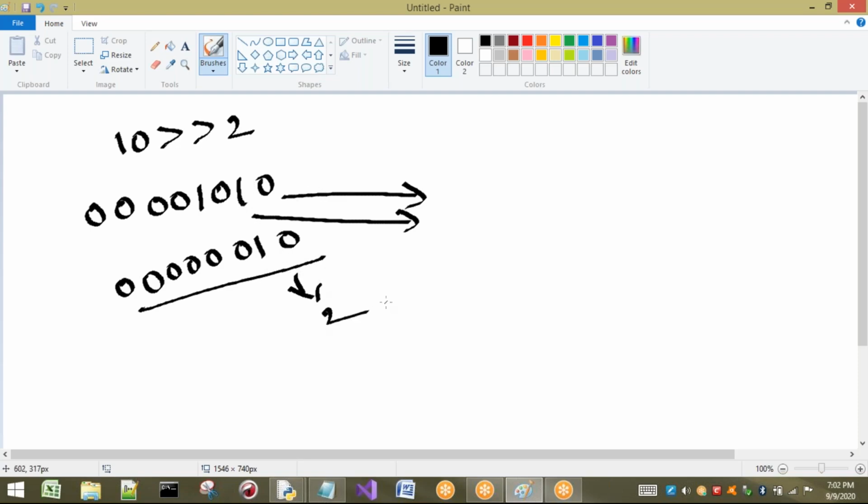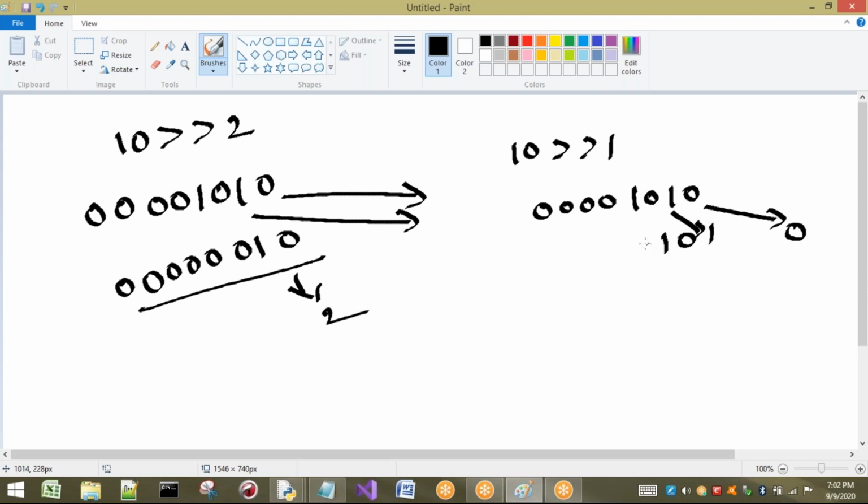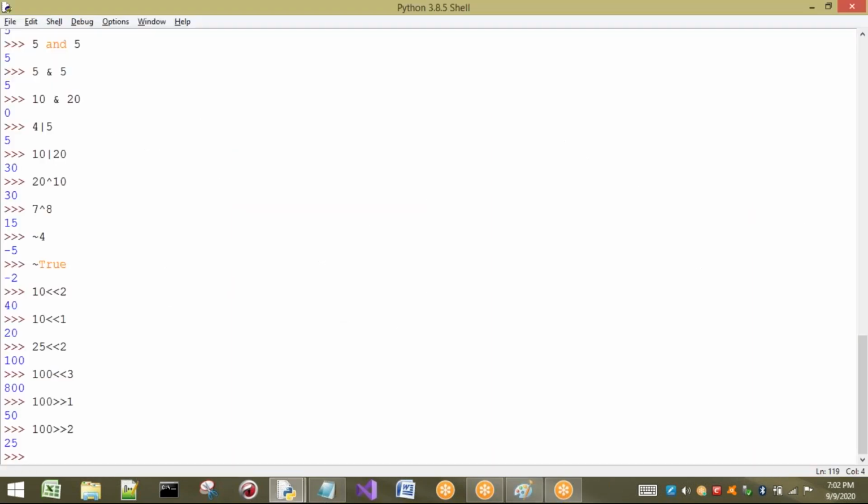2. That means, if I shift 10 right by 1, what should be the answer? 5. So 0, 0, 0, 0, 1, 0, 1, 0 is there. 1 bit I am going to shift out. So next 0, next 1, 0, 0, 0, 0, and here additionally I am adding one more 0. The answer is 5. But here the answer is 2. The reason is, generally if we divide 5 by 2, it should be 2.5, but it will take only the floor value, 2. So 10, if I take 1 shift, the answer is 5. If I take 2 shifts, it gives 2.